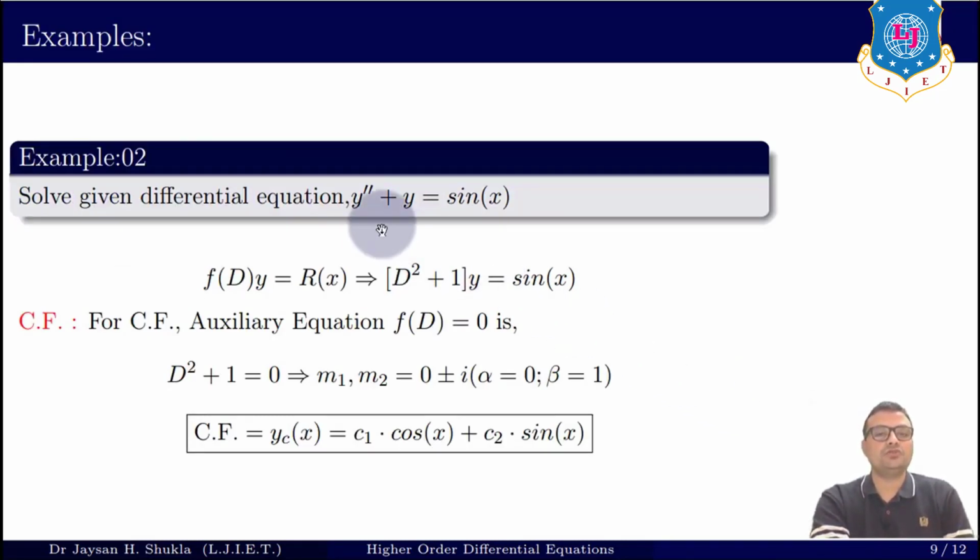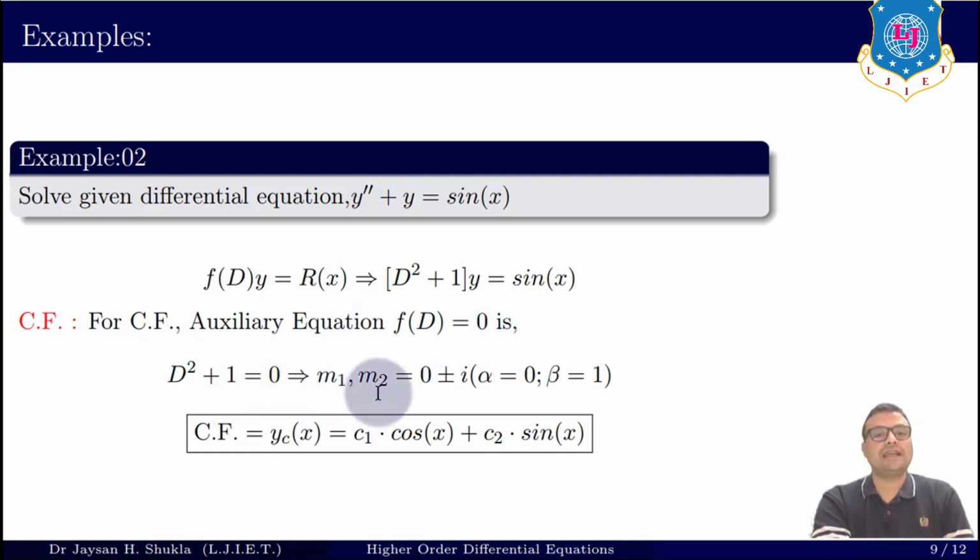Now the equation to solve is y double dash plus y equals to sin x. So operator form is d square plus 1 y equals to sin x. Considering complementary function by taking auxiliary equation f of d equals to 0, d square plus 1 equal to 0.